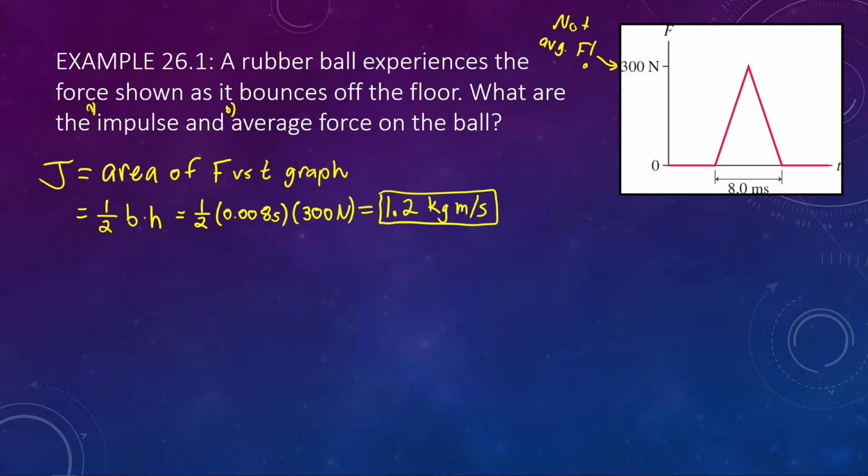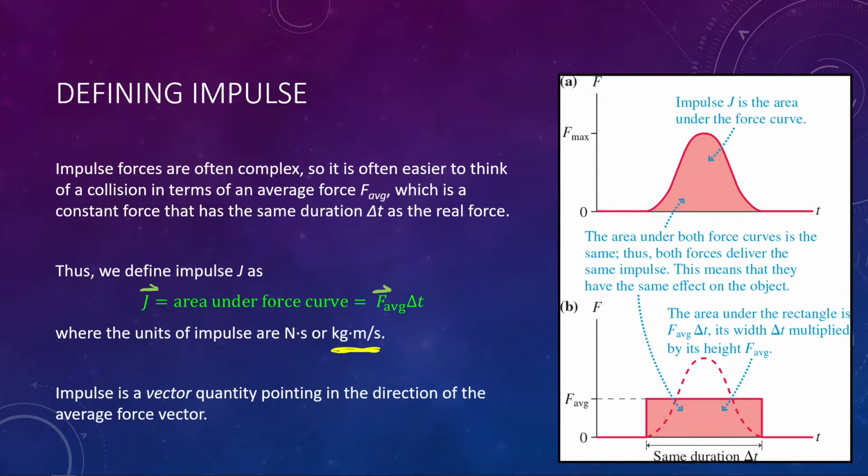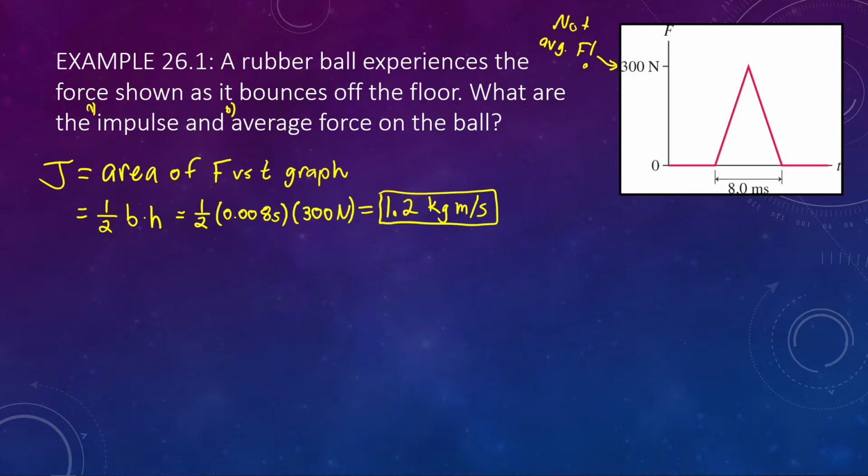That's part A. Part B then asks us to figure out that average force. Right now we're looking for F average. Well, we really only have one way to figure that out. From our equation, F average is right there. Impulse J is equal to F average delta t. So let's work with that equation and solve. J equals F average times delta t.